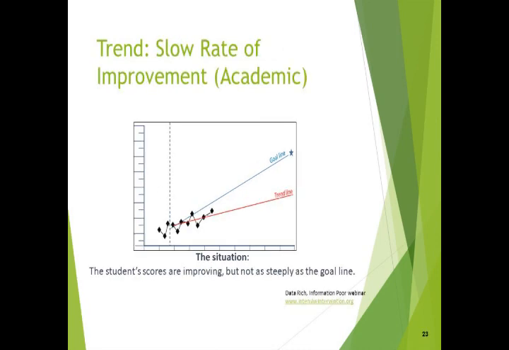This student shows that their scores are improving, but not as steeply as the goal line. Therefore, there is not enough growth to meet the long-term goal. Again, we're going to want to decide, okay, what changes do we need to make? Is it an environmental change that we should make? Is there an intervention change we should make? Is the group size the students are in too large? Again, questions that have to be asked when we're making decisions based on rate of improvement.